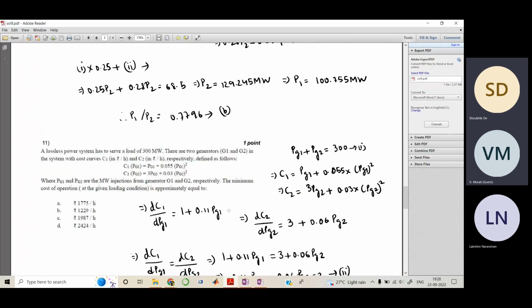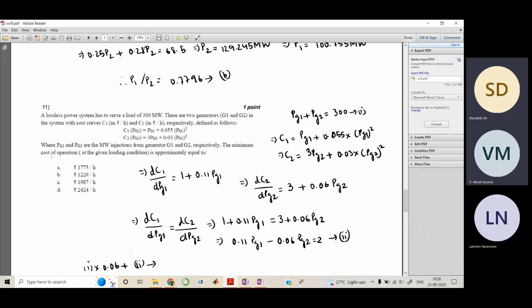Okay. So now again, pretty simple problem. A lossless power system has to serve a load of 300 megawatt, with two generators with cost curves. These are the two equations given. Now when PG1 and PG2 are the megawatt injections respectively from generator 1 and 2, find the minimum cost of operation. Since they have mentioned the minimum cost of operation, this thing has to be done again, right, for finding out PG1 and PG2.